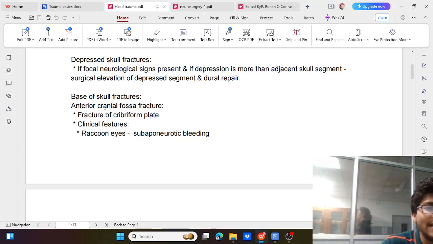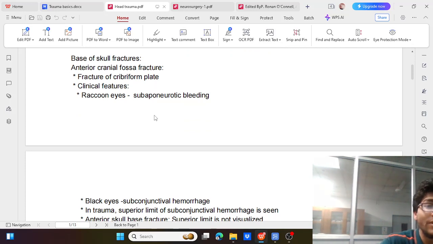So how does this present? In anterior cranial fossa fracture, there will be fracture of the cribriform plate, from where our nose is connected, and there are olfactory nerves. So how does this present?